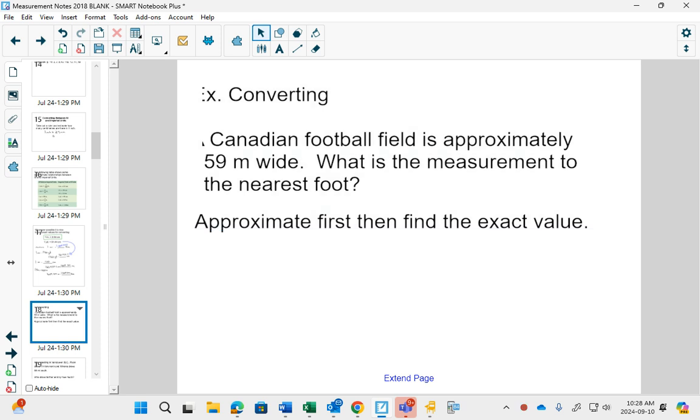A Canadian football field is approximately 59 meters wide. What is the measurement to the nearest foot? And here it says to approximate first, then find the exact value. Now, when doing approximations, and I'm just going to grab a formula sheet here, when doing your approximations, you have some choice.